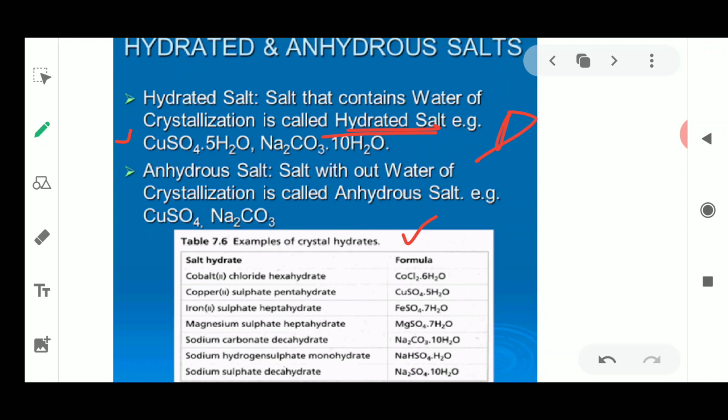Here is cobalt chloride hexahydrate, meaning 6H2O. Why hexahydrate? Because it contains 6H2O, 6 water molecules are required for making 1 molecule of cobalt chloride. Next is copper sulfate pentahydrate. This we have discussed in detail, where I told you how to make these copper sulfate crystals. It's very easy. We are going to take water and copper sulfate, then make a saturated solution.